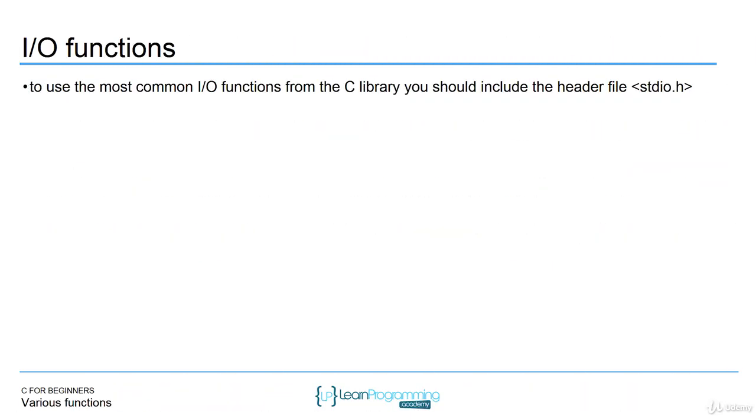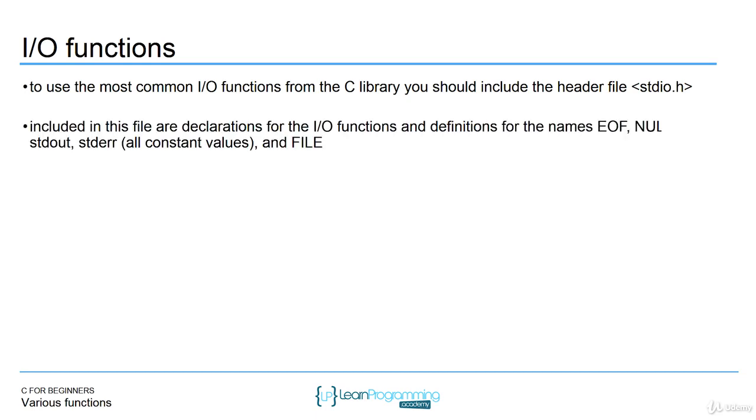We had a lot of I/O functions, input and output. We concentrated on reading and writing from files, but we also read input from the keyboard, and we outputted data to the console or the screen. The most common I/O functions are all in the stdio.h header file. This file has declarations for the different I/O functions as well as definitions for constants like EOF, NULL, stdin, stdout, and stderr. Those are all constant values. And there's also a type for the file structure, FILE.